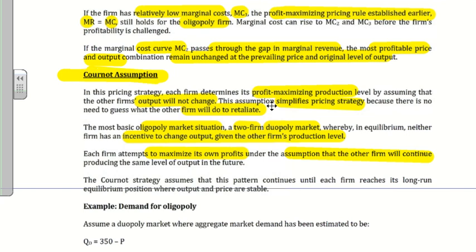That's why it's called the Cournot assumption, because you're assuming that the other party, and again we're assuming there are two parties involved, won't do anything. We assume that the pattern will continue until each firm reaches its long-term equilibrium position. Let's have a look over here.